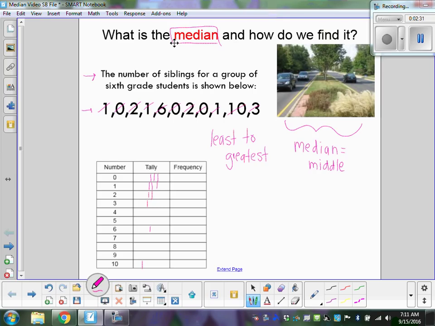There were 3 people that have 0 siblings. 3 people have 1 sibling. 2 people have 2 siblings. 1 person has 3. 0 have 4 and 5. 1 person has 6. 0 people have 7, 8, and 9. And 1 person has 10.